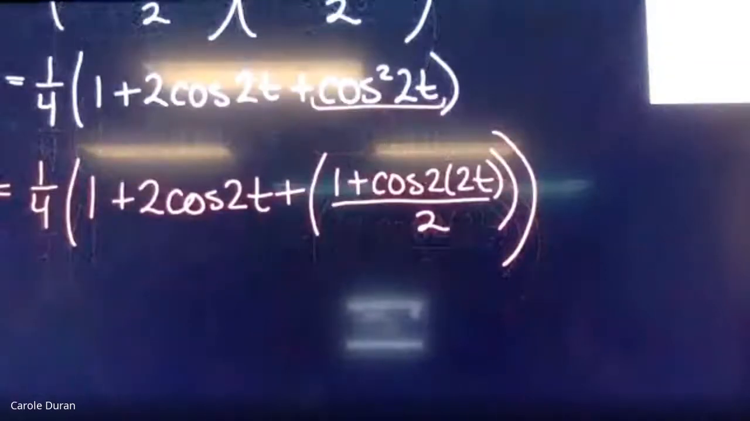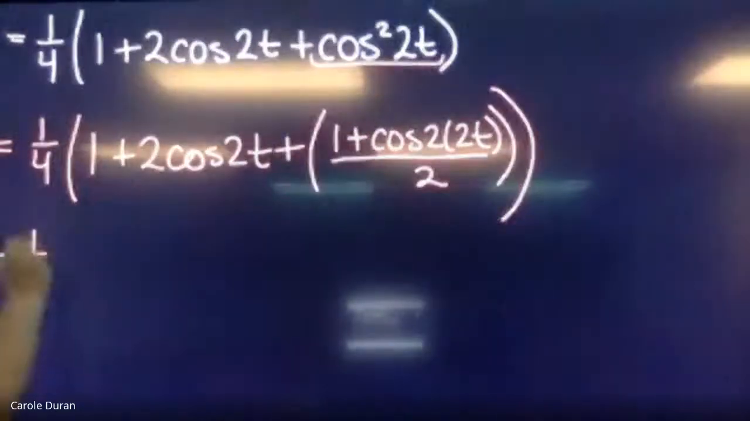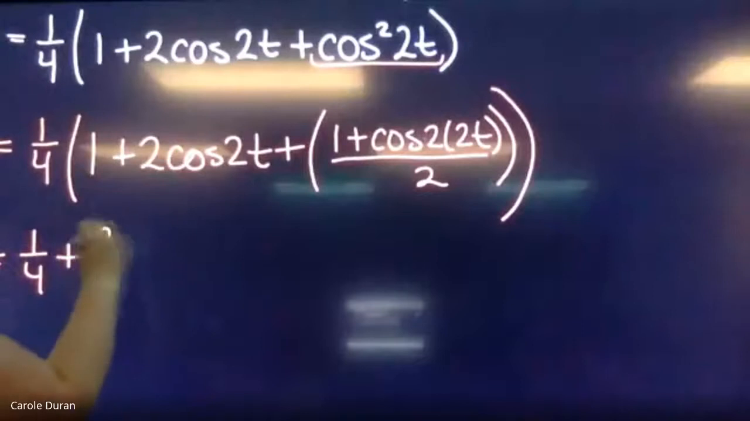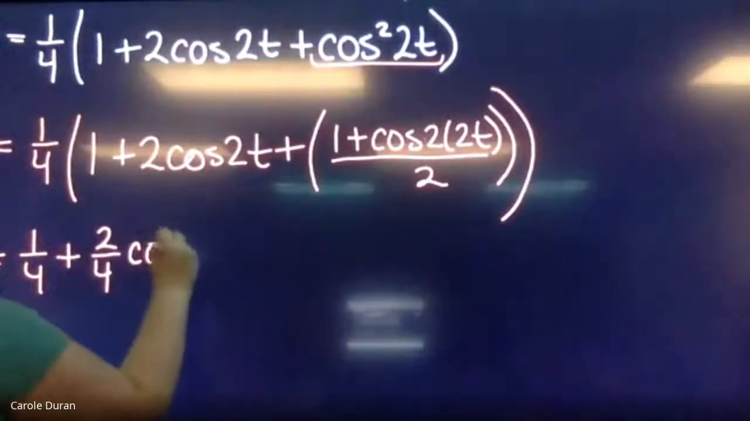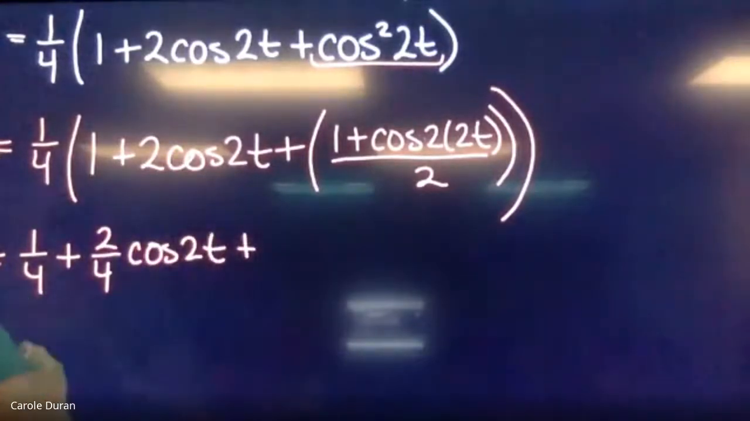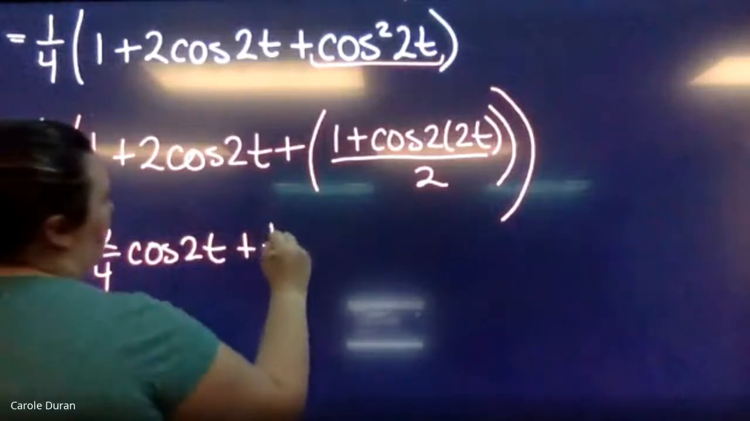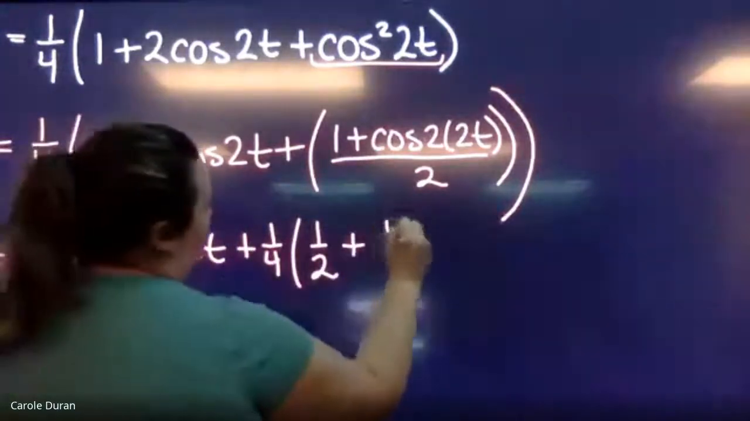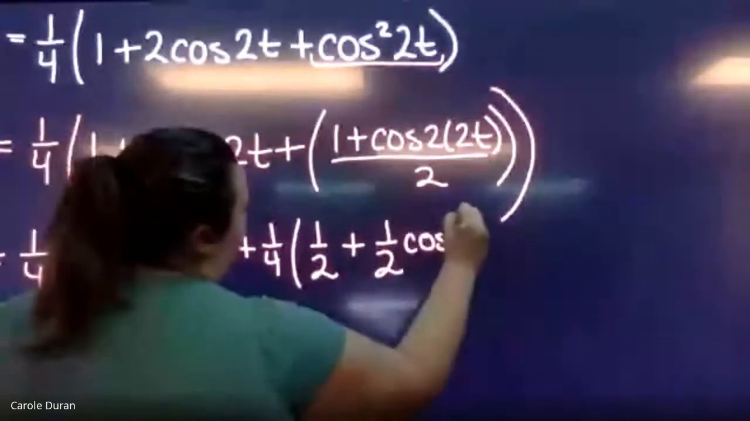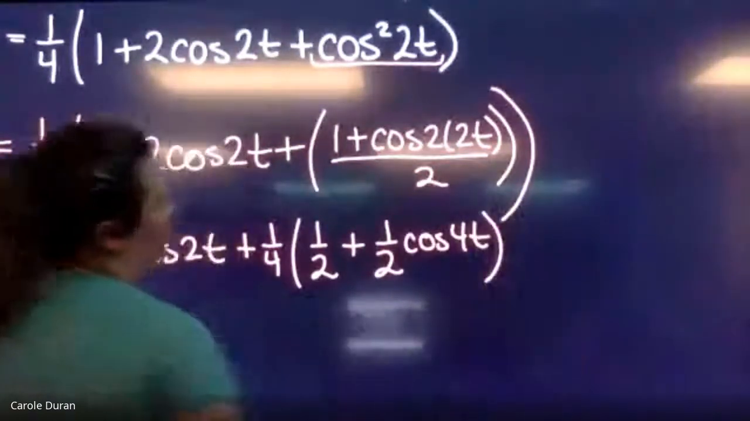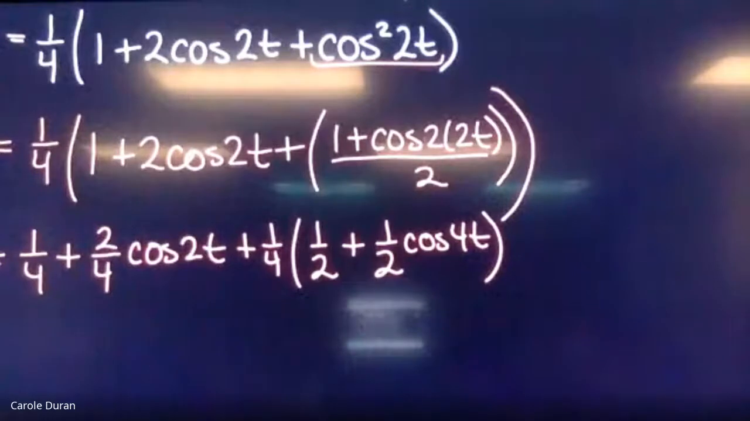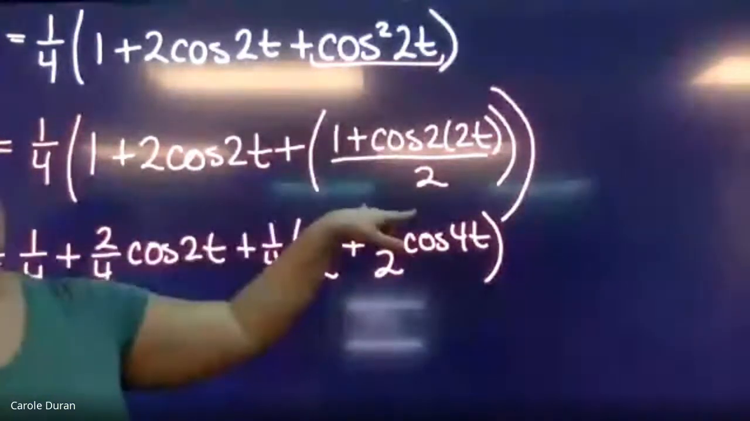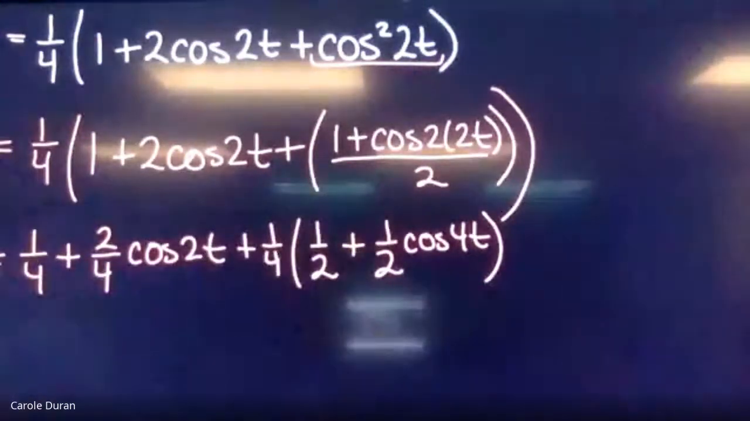So when I multiply the 1/4 in, this becomes 1/4 plus 2/4 cosine 2t plus 1/4 times 1/2 plus 1/2 cosine 4t. Right, so I split this up into two terms, and then I'll distribute the 1/4 in there as well.